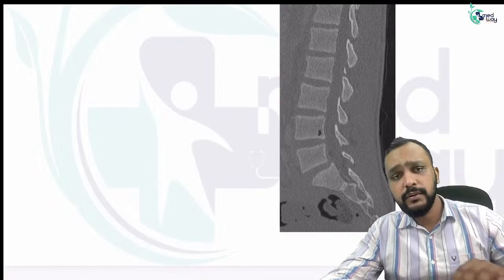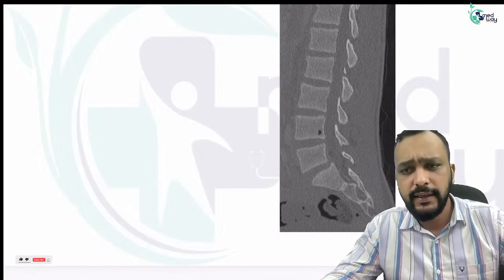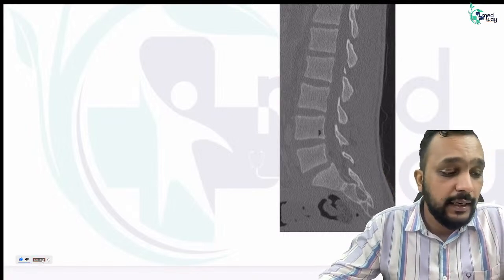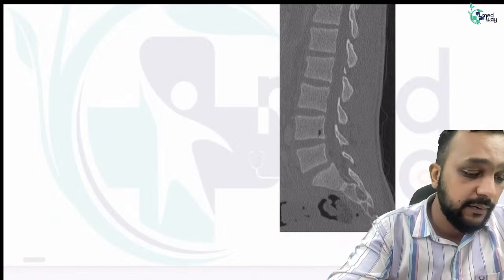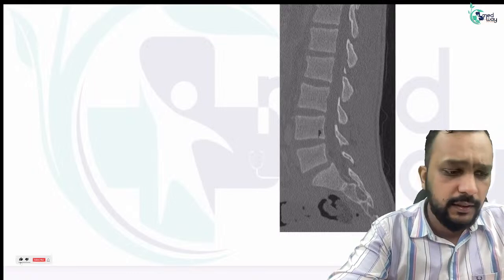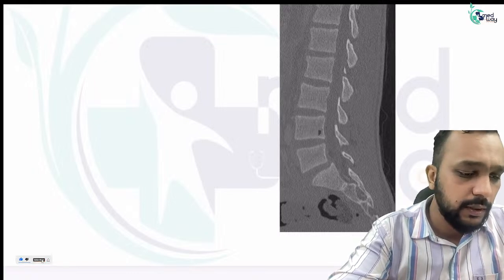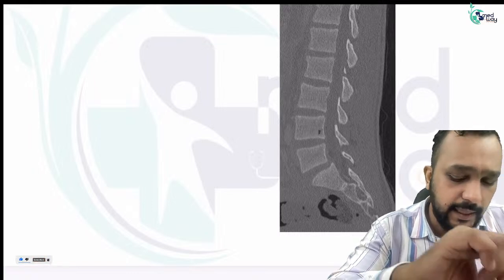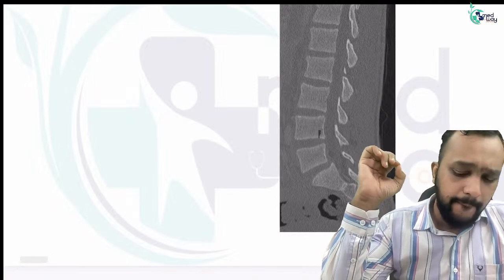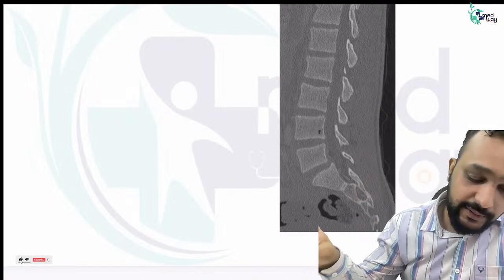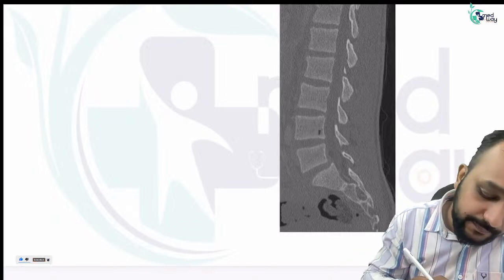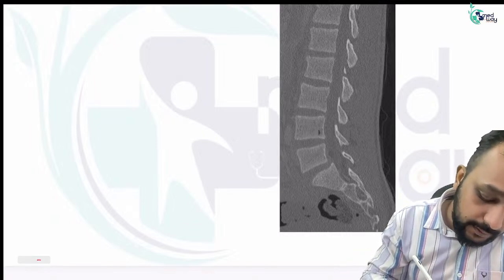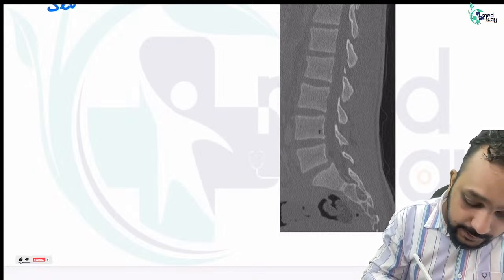Another question that was asked was on a fracture, a patient with a history of road traffic accident. A CT image was shown to you, and you have to pick up the diagnosis. This fracture is classically seen in patients with seat belt injury.